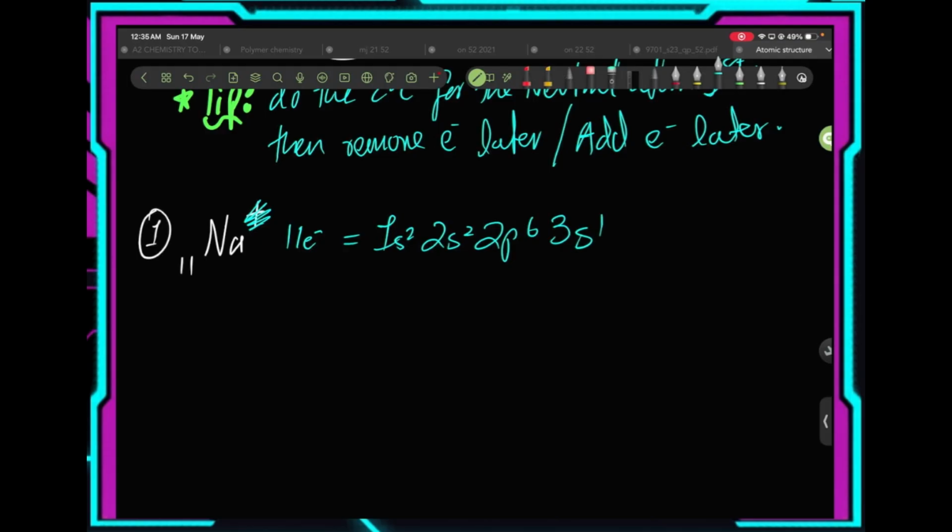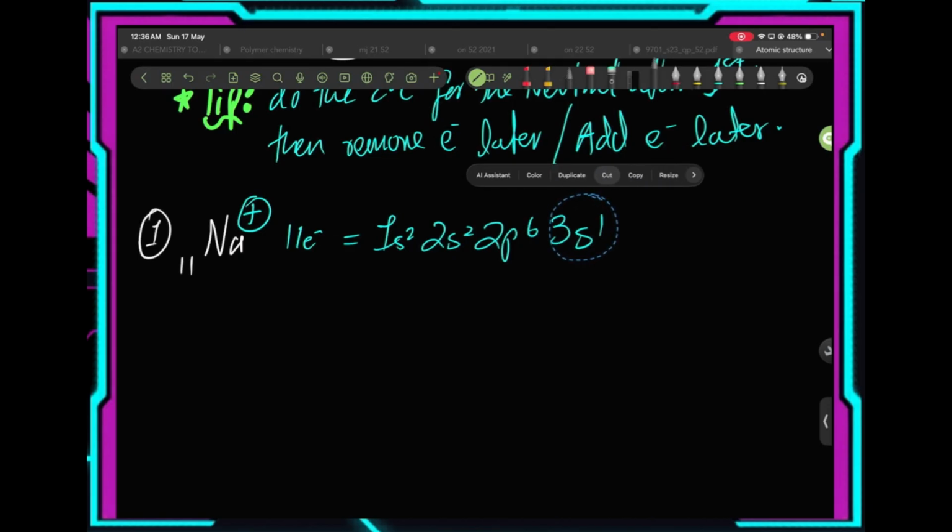Now you go back. This wasn't a neutral atom. It had a positive charge. What does 1 plus charge mean? A positive charge means it has lost one electron, right? So you just lose one electron from the outermost shell or the outermost subshell that you have. Just remove one electron from there. So this 3s electron is going to be removed, right? So this 3s is no longer over here.